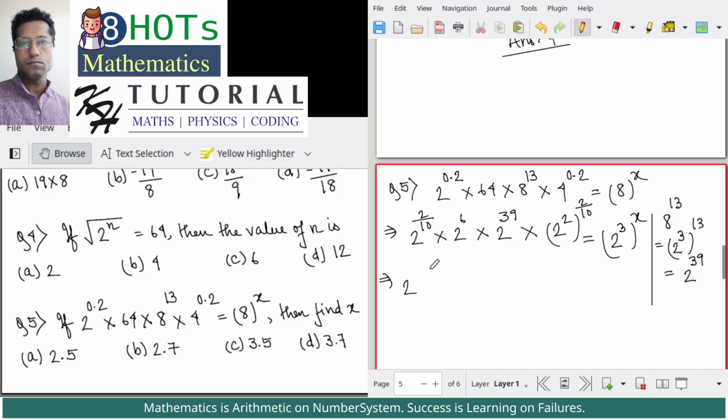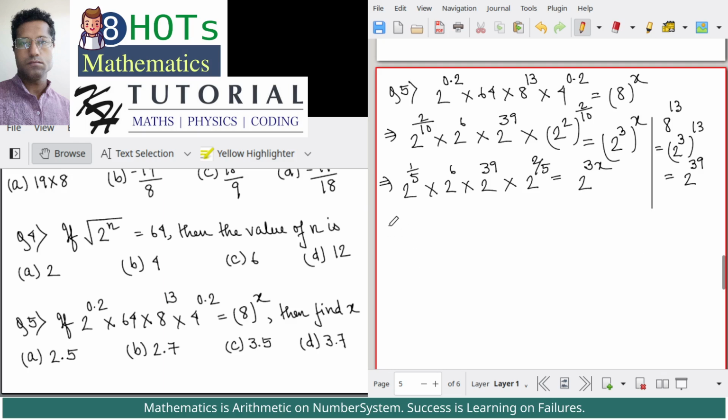Now 2 to the power 2 by 10, 2 by 10 means 1 by 5, multiplied by 2 to the power 6 multiplied by 2 to the power 39 multiplied by 2 squared, whole raised to the power 2 by 10. 2 by 10 is 1 by 5. So 2 squared whole raised to the power 1 by 5 means 2 raised to the power 2 by 5. On the right hand side we have 2 cubed whole raised to the power x, which means 2 raised to the power 3x.